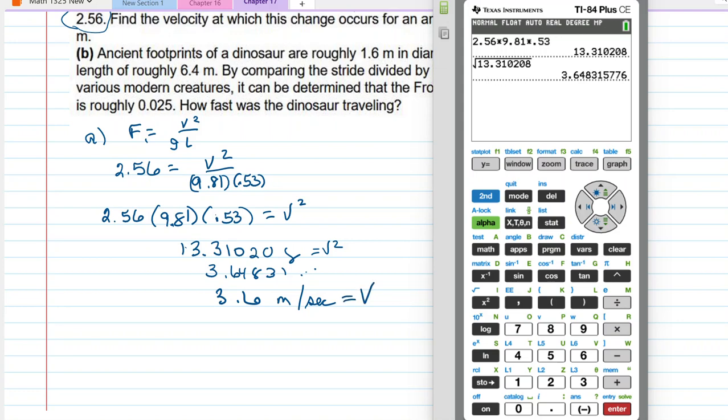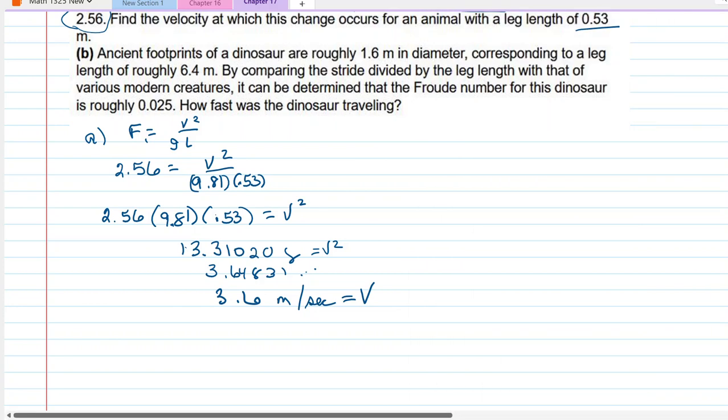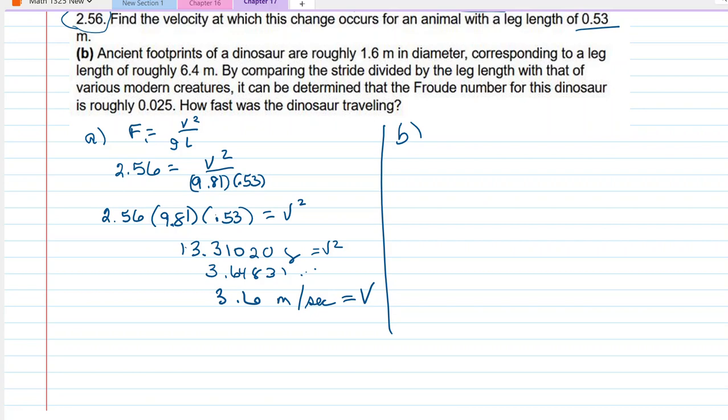All right. So now we're going to talk about our B. Our B, we're talking dinosaurs. The ancient footprints of a dinosaur are roughly 1.6 meters in diameter. So that's pretty big, right? More than a yard, almost a yard and 3/4, corresponding to a leg length of roughly 6.4 meters.